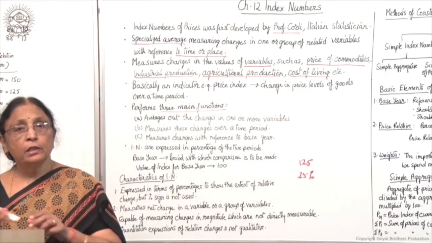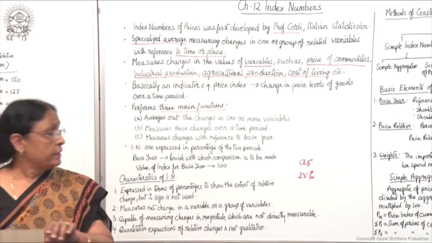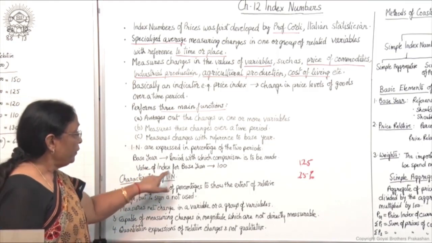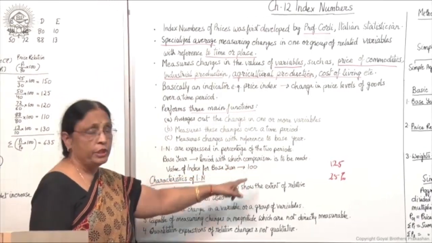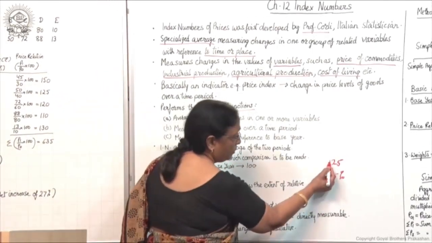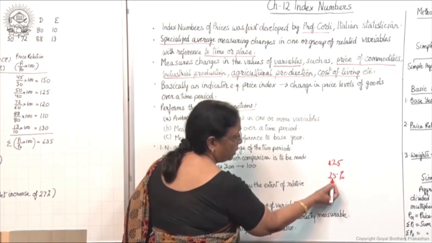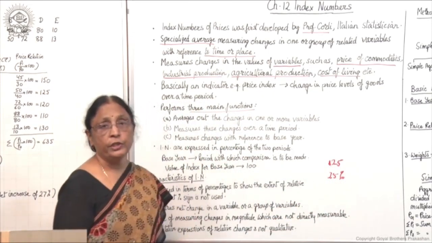So, this way percentage is calculated. The value of index for base year is taken as 100, and whatever is the change in this, that is taken as percentage. 125 means 25% change in prices.